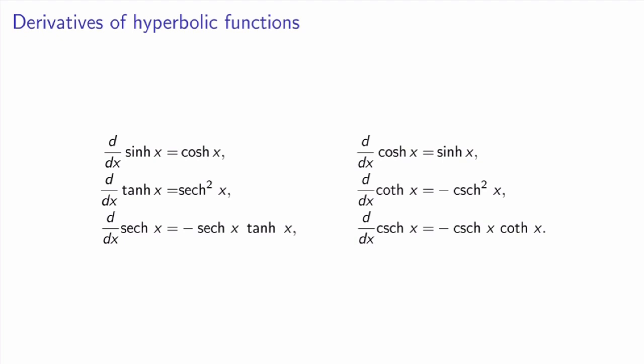So what you see here is that these are very, very similar looking to the formulas that we had for trig functions. However, they are slightly different. The signs are different. So the first three here have positive signs. These three have negative signs. These are different from the signs that you get for derivatives of trig functions. So that's very, very important. You don't want to make a mistake with the signs when you deal with hyperbolic functions.